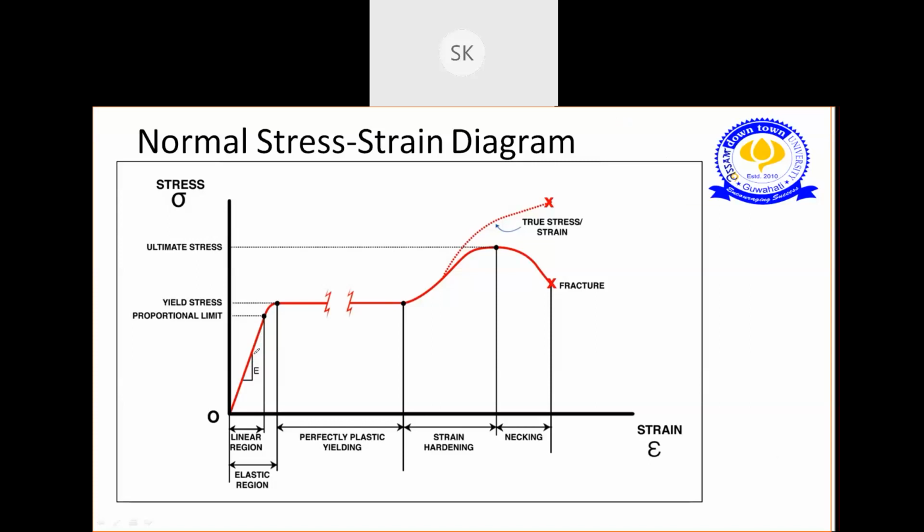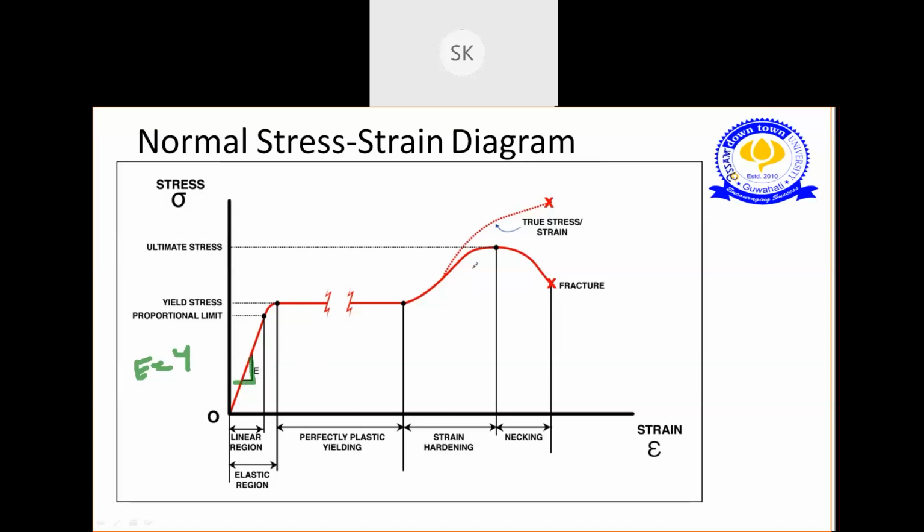Your E is the slope of this curve, and it is represented as Young's modulus. You will understand this is Young's modulus. Let me discuss Hooke's law itself here. This is the slope of this curve, and this E is defined as Young's modulus. We'll discuss Hooke's law in the next class. For the time being, you know that this E is the slope of this curve.